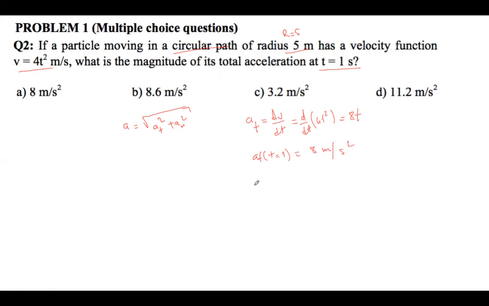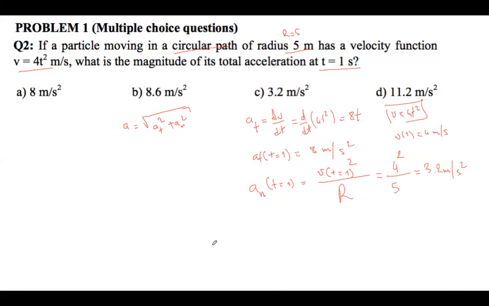And what's the normal acceleration? The normal acceleration, an, at t equal 1 second is just v squared at t equal 1 second divided by the radius. V at t equal 1 second is 4, but you have to square it, of course, and you divide by the radius, which is 5. Don't forget, v is 4t squared, so v at 1 is just 4 meters per second. So you get a normal acceleration of 3.2 meters per second squared.